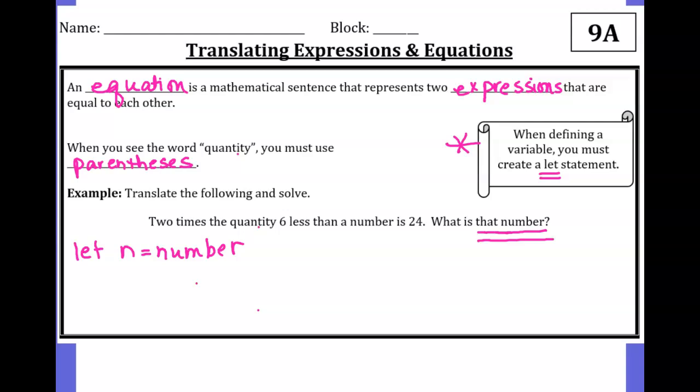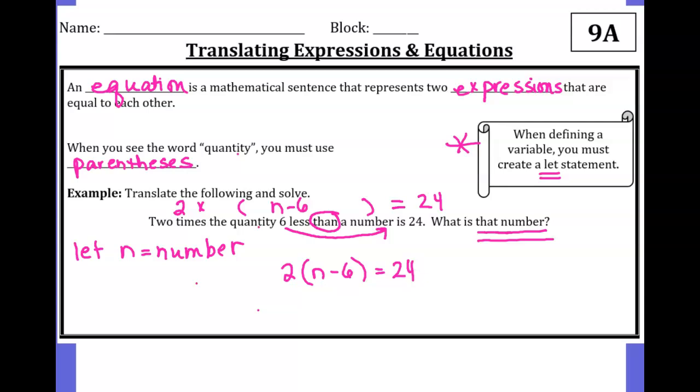So 2 times the quantity. I know this is 2 times, this is multiplication. Quantity says we're going to use parentheses. 6 less than a number. Well, we know that our number is n, but with 6 less than, remember that keyword means the 6 comes after. So this is going to be n minus 6. And then is our equal, 24. So if we write the equation, we would have 2 times n minus 6 equals 24.